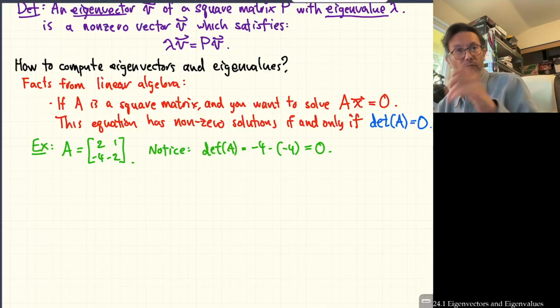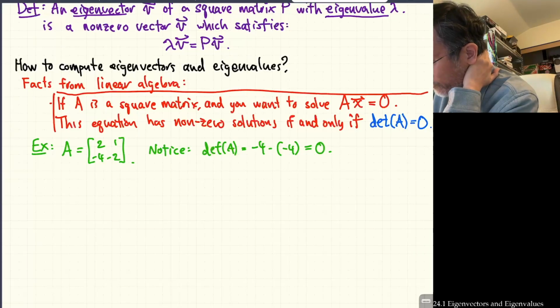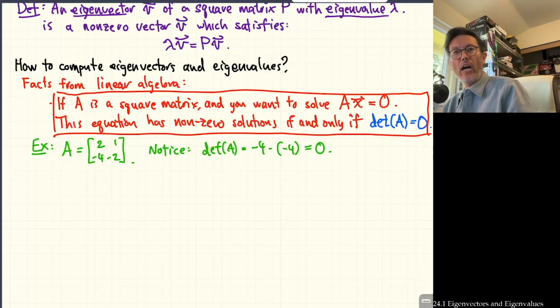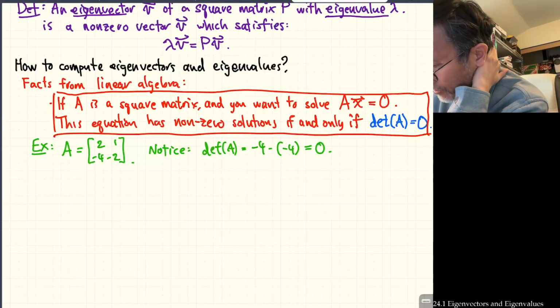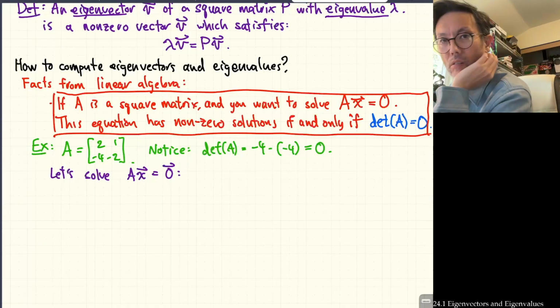So if the statement that I've given you here is true, this very important fact from linear algebra that I'm shoving down your throat, foie gras style, yes? If that's true, then I should be able to find a non-zero solution to Ax equal to 0 for this A. Can I? So let's solve Ax equal to 0.